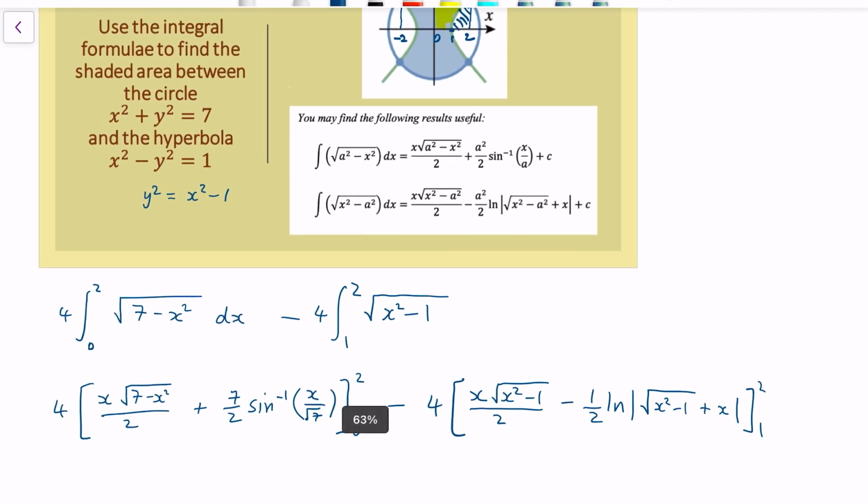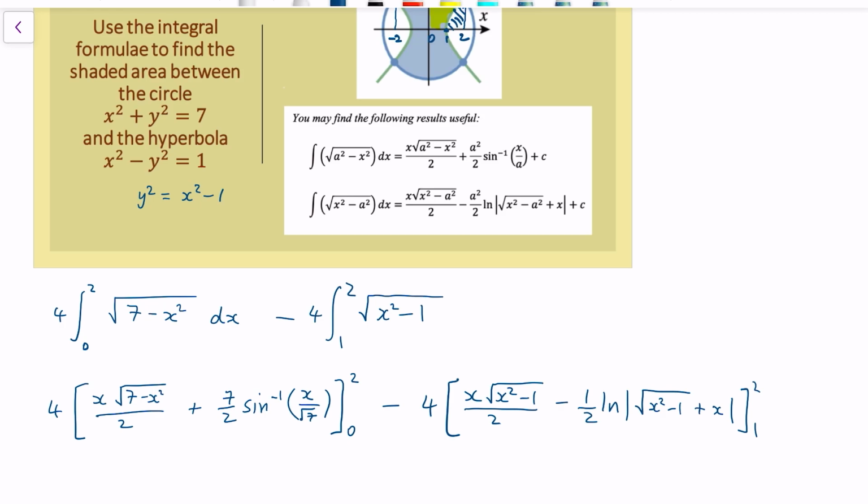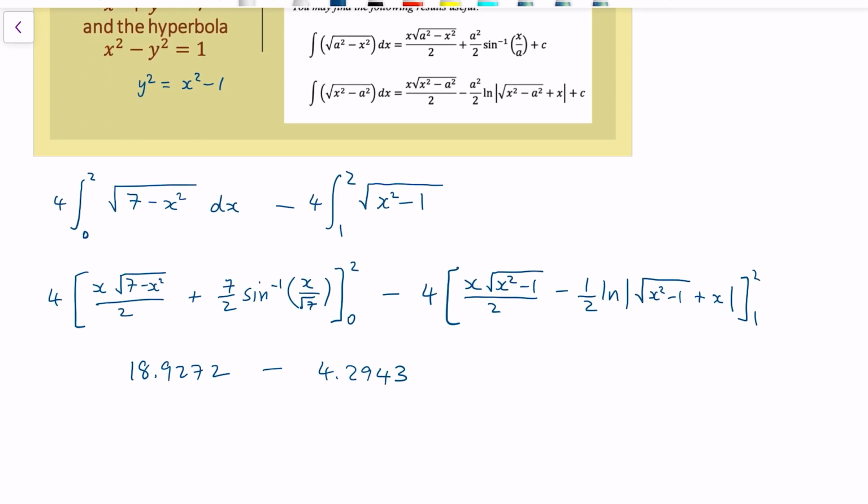Okay, so if we do all that, we end up getting, this slot here is 18.9272, and I've timesed that by 4 already, and then we're minusing off the second one, which is 4.2943. I worked that out earlier, but those are numbers you can use to check that you substitute in correctly. All we're doing is substituting the 2 into the x value, and then substituting the 0 in and minusing them. So standard antiderivative work there. And then that gives us a shaded area of 14.63 to 2 decimal places.